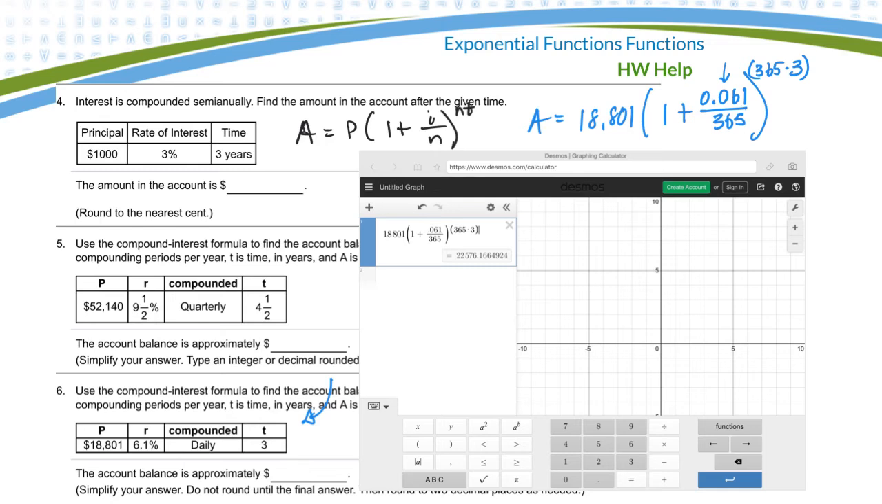22,576. And they say, do not round off your final answer. Oh, round to 2 decimal places. Until the final answer, round to 2 decimal places. So I'd be saying 22,576 to 2 decimal places, 0.17. Okay, notice how nice Desmos is because it sets it up exactly how the formula has it. Sometimes on a graphing calculator, scientific calculator, it doesn't look the same and you're not exactly sure if you have it right or not.